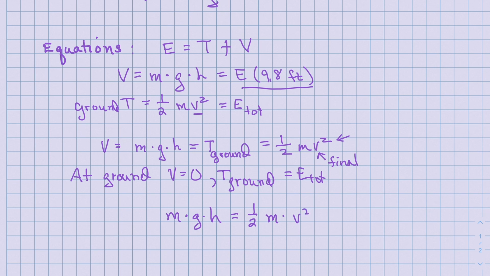This is where we get to have a little bit of fun with algebra. What we're going to note here is that if we're solving for v, I'm going to divide both sides by m. And you'll notice that the m's conveniently disappear, so we don't need to know the mass of the particle here. So what we've got is g times h, and again, this is at 9.8 feet, so I'm just going to go ahead and write this in.